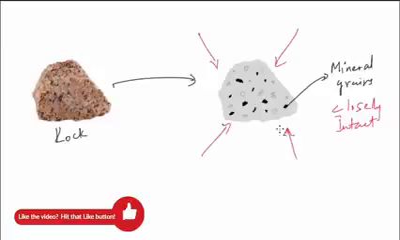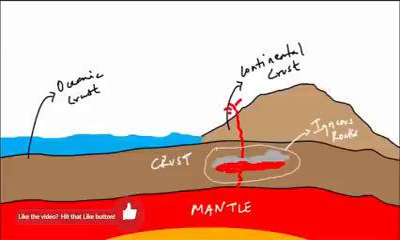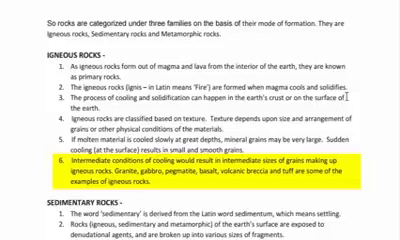And as it is, there is a huge amount of pressure under the crust, and plus the temperature is not normal too. So in this situation, those igneous rocks that are formed under the crust or in deep depth of the earth tend to be very large in size. It's like, as long as the rock is under the earth's surface, the pressure and temperature don't let the mineral debris split apart. It keeps them intact. The intermediate conditions of cooling would result in intermediate sizes of grains making up igneous rocks.